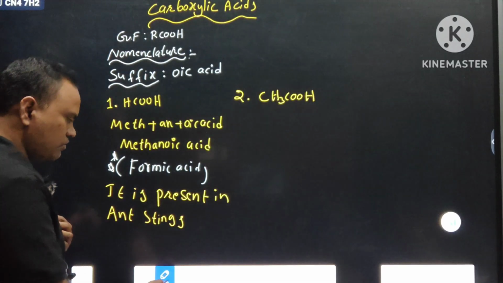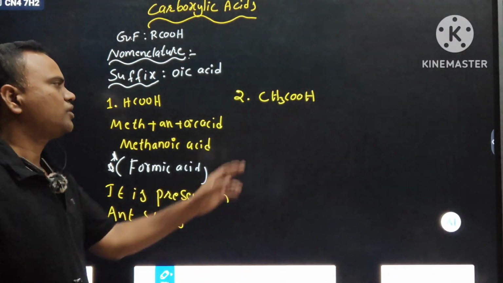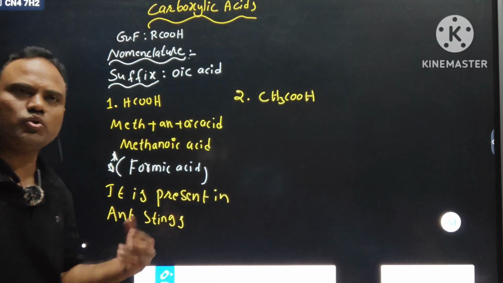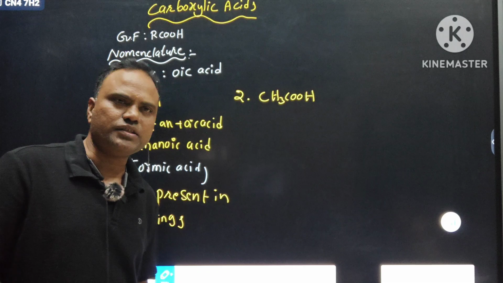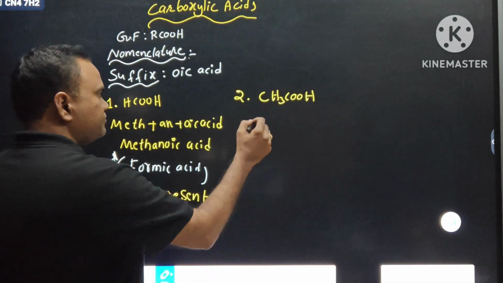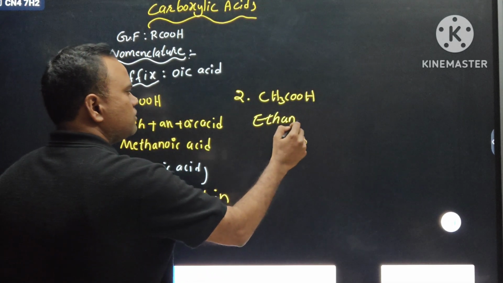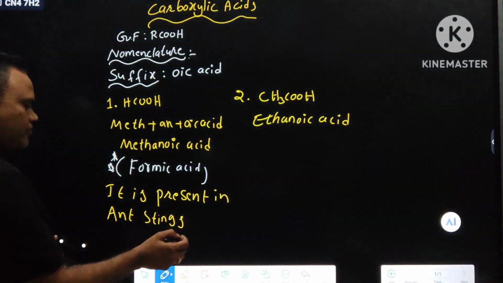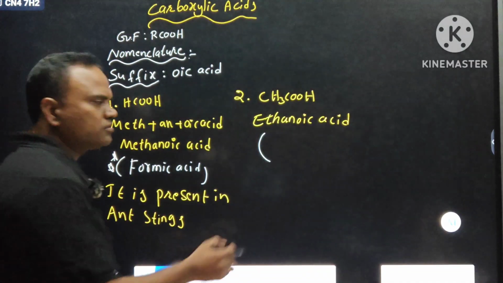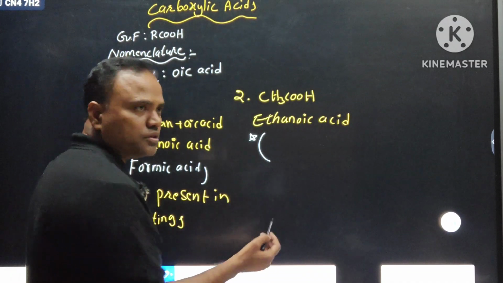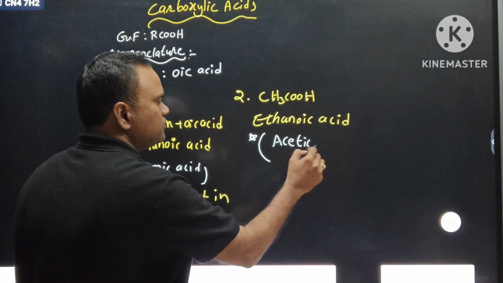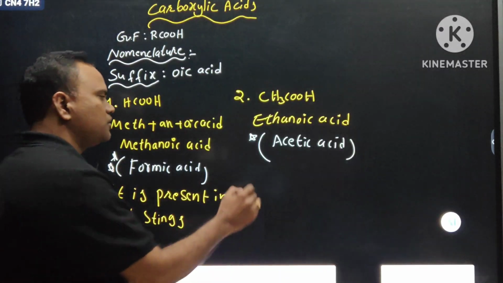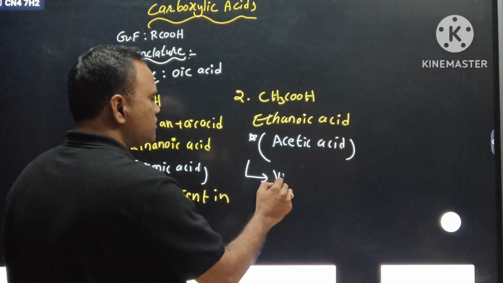Acetic acid. How many carbons are present in this? Two carbons: one carbon in the functional group and another carbon. So eth plus an plus oic acid: ethanoic acid. Mention the common name in the bracket: acetic acid. Acetic acid is the common name. It is present in vinegar. Vinegar contains acetic acid.